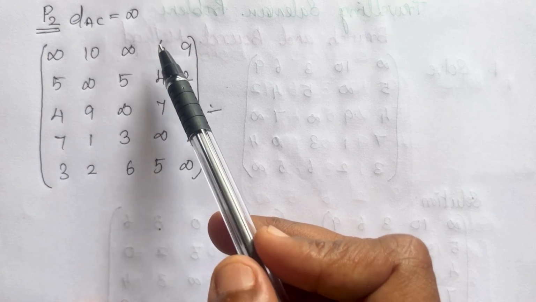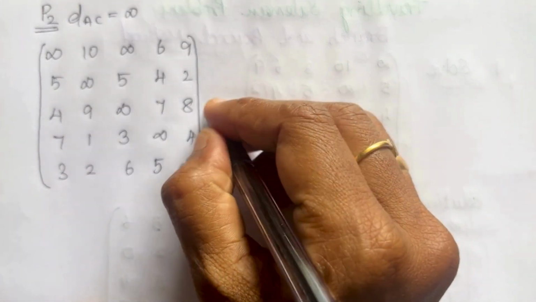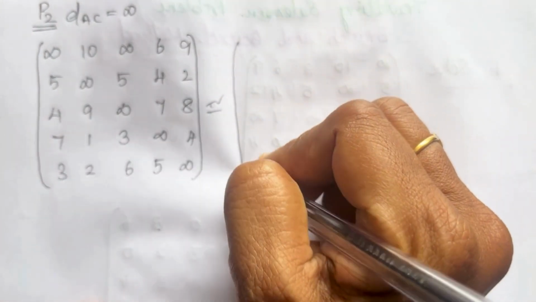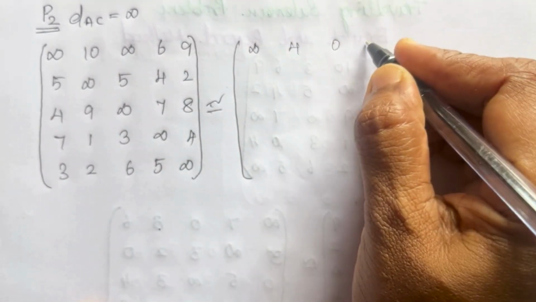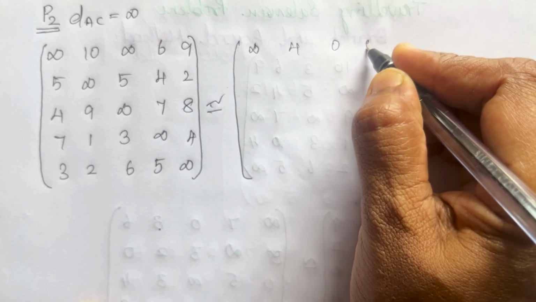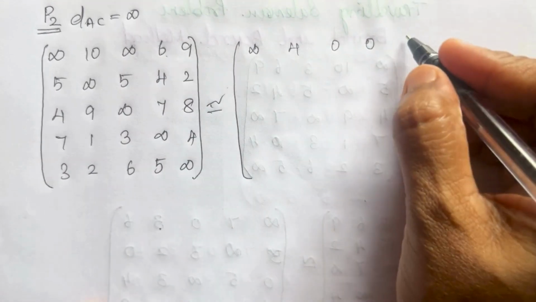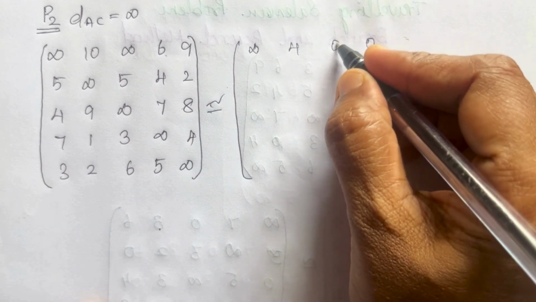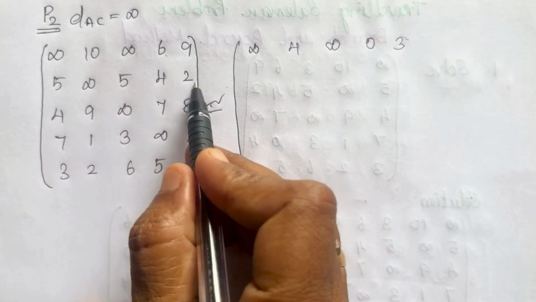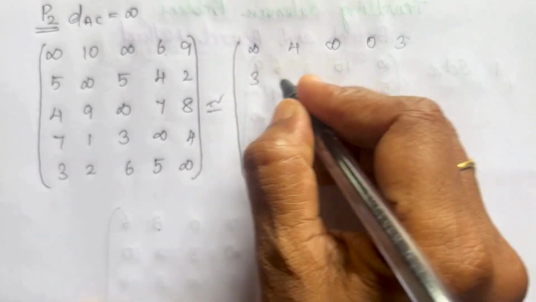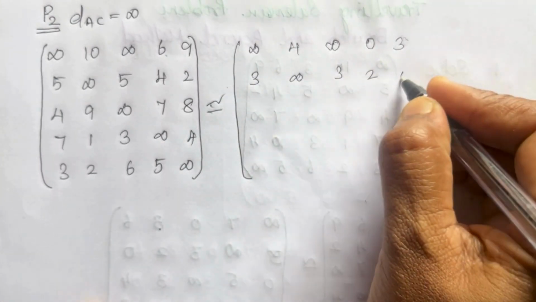So you're going to subtract this 6 from all the elements. So this will change us. So here it is infinity, 4, 0, here it is 6 minus 6, and 9 minus 6 is 3. And here the minimum element is 2, so it is 3, infinity, 3, 2, 0.